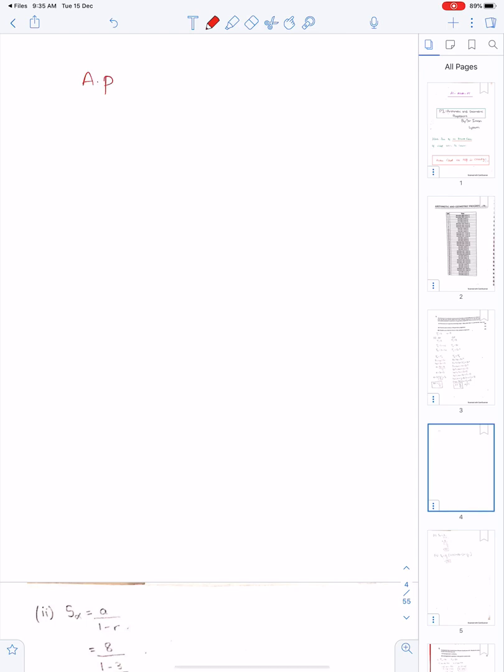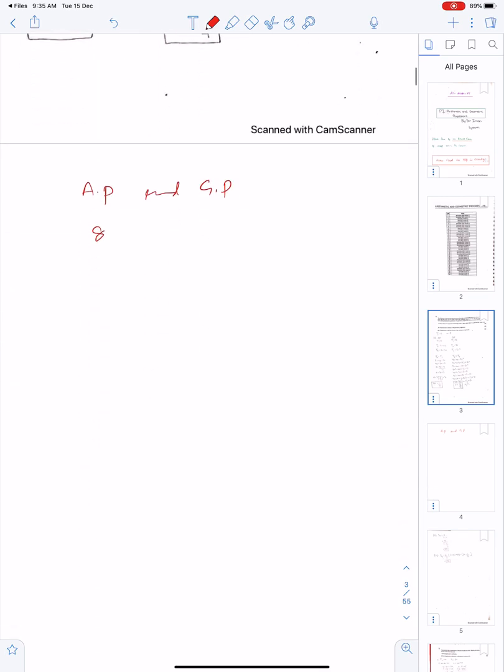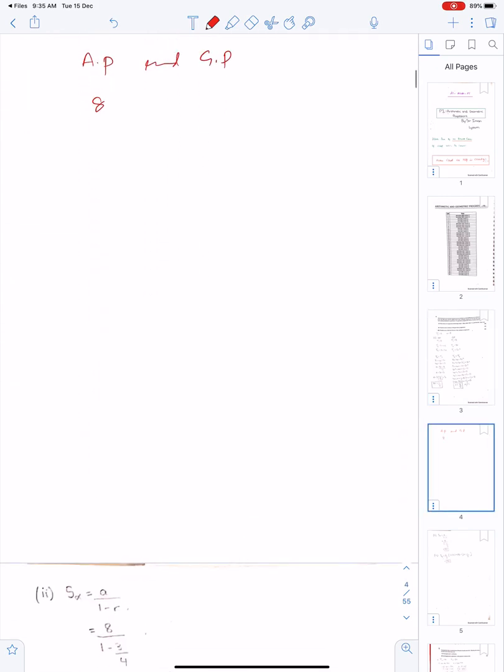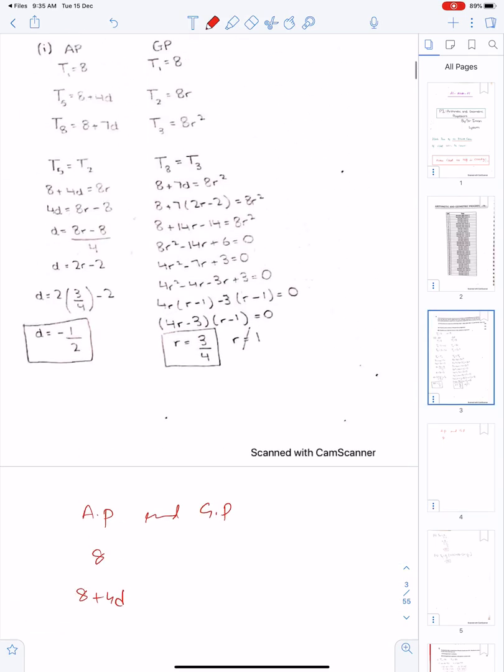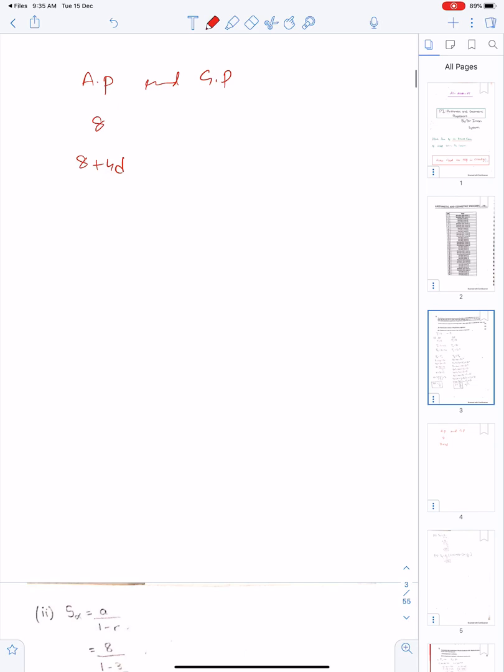AP and GP. The first term is 8. The next is 8 plus 4D. And the next one is 8 plus 7D. These are first three consecutive terms of the GP. This is the easiest way to solve this type of questions.